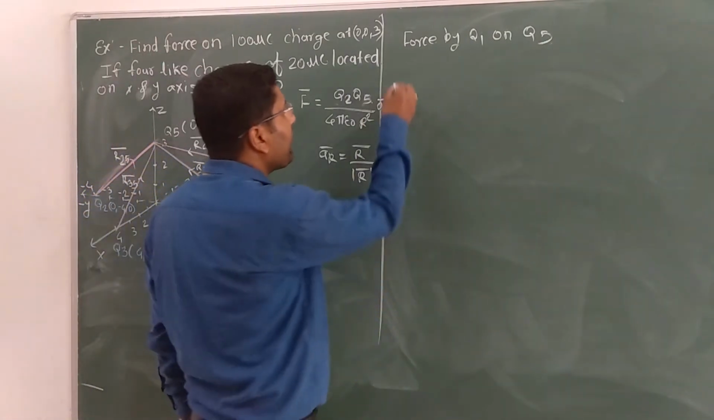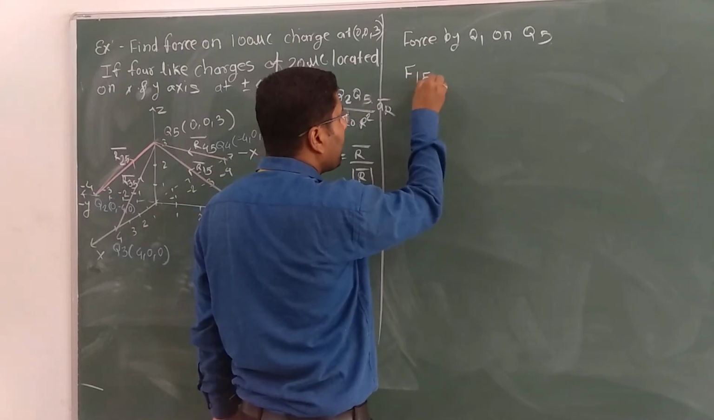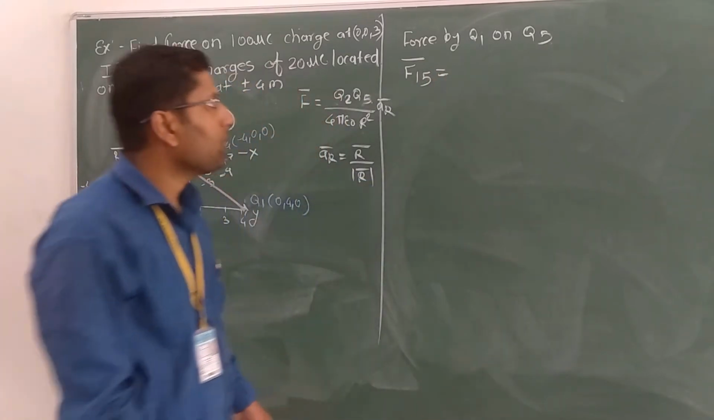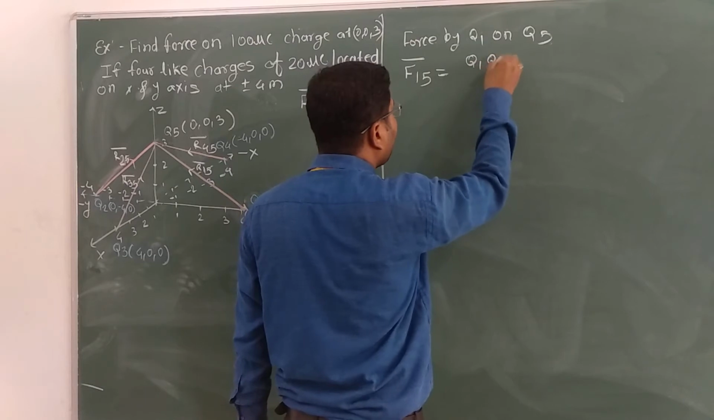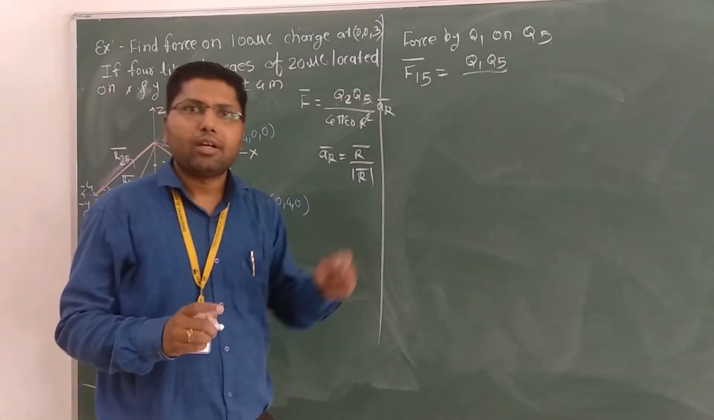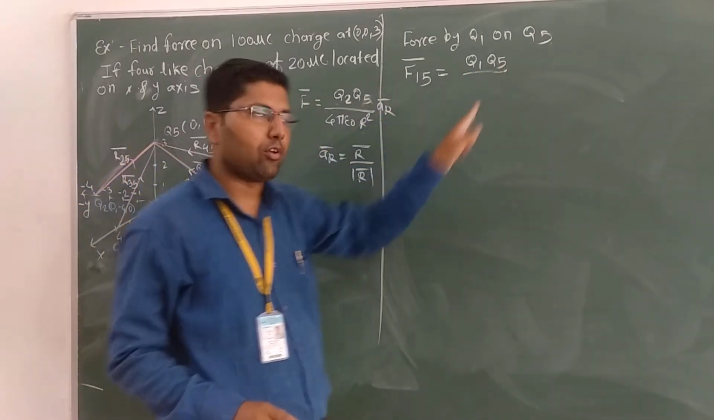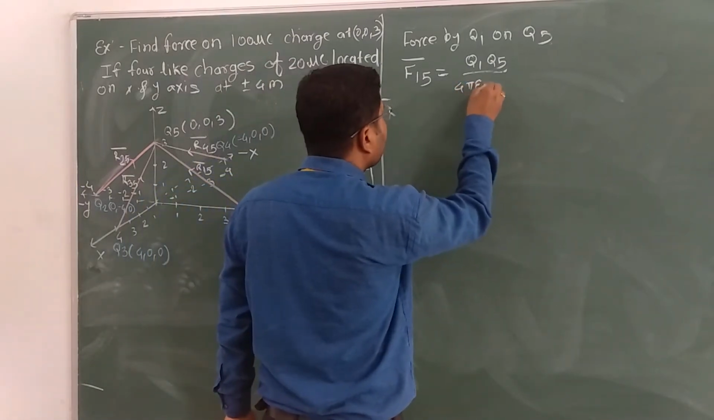So what will be the equation of the force? Force by first charge on the fifth charge. So F15 bar is equal to, what is the equation of Q1, Q5? Why am I taking Q1 and Q5? Because I am finding the force by the Q1 on the Q5. That's why I am taking this Q1 and Q5. Okay. So next is, we know that 4 pi epsilon 0.